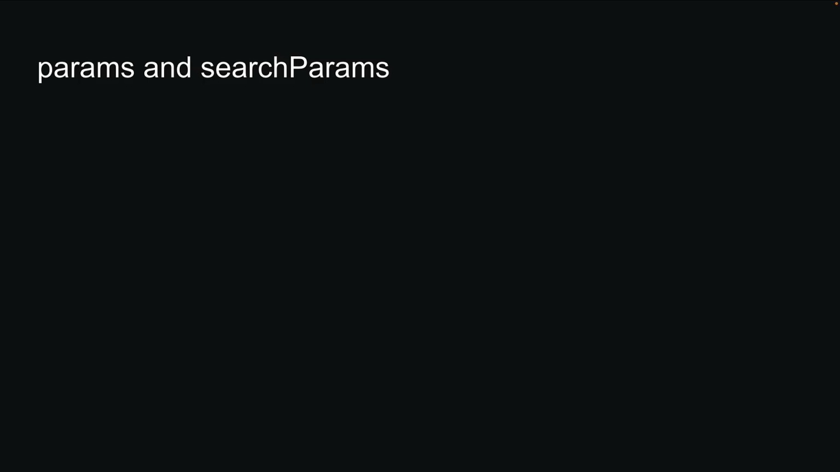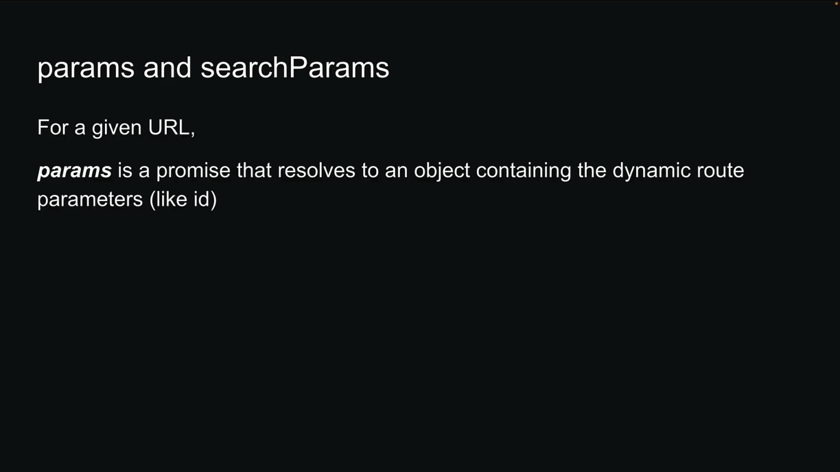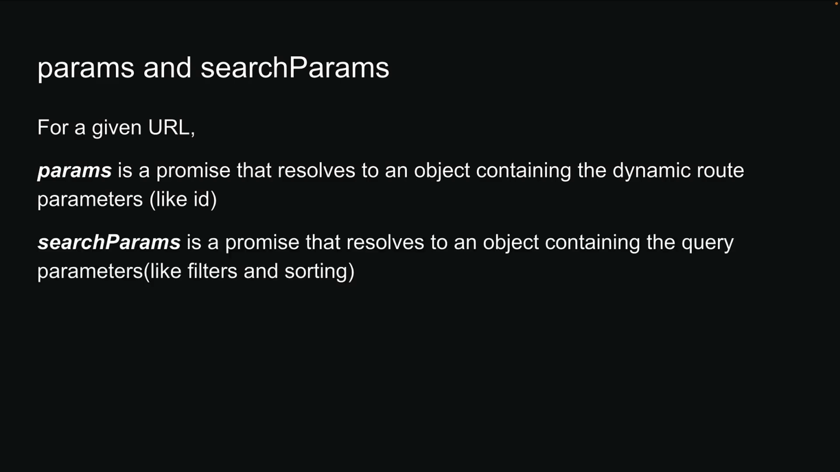Let's dive into params and search params in Next.js. If you're working with navigation, you will definitely need to understand these two concepts. In simple terms, for a given URL, params is a promise that resolves to an object containing dynamic route parameters, like ID, for example. Search params is a promise that resolves to an object containing the query parameters, like filters and sorting. To understand this better, let's build a simple news article page that supports multiple languages.